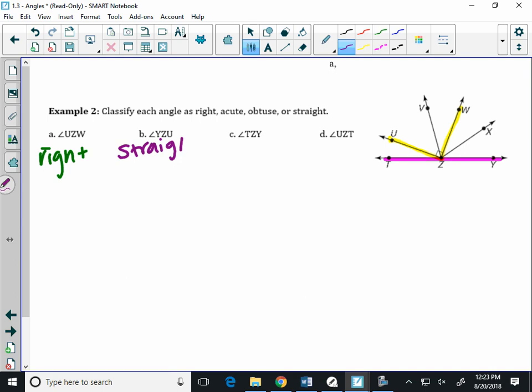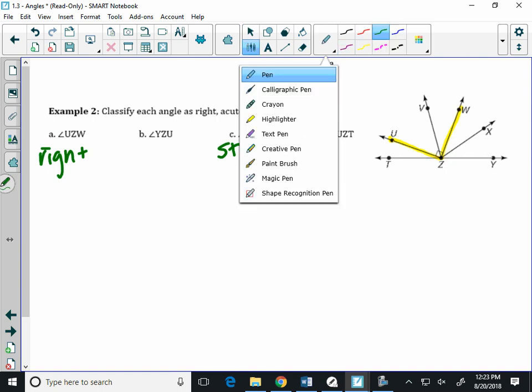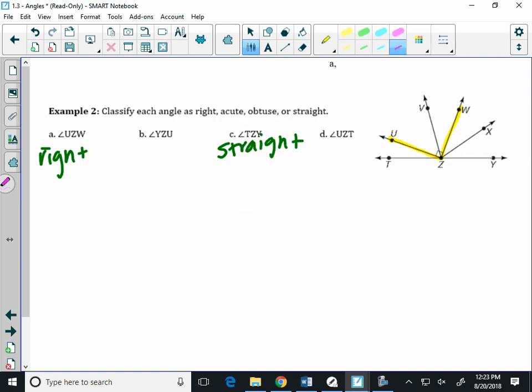Oh, I read the wrong one. Okay, sorry. I highlighted this one. I'm jumping ahead. We skipped B. You're probably super confused as to why I told you it was a straight angle, because that's not a straight line when I highlight this angle. We'll redo that one. B. My fault. So we start at Y, go to Z, then go to U. Now let's see what kind of angle this is. There we go. It's obtuse. Sorry, totally threw you off.